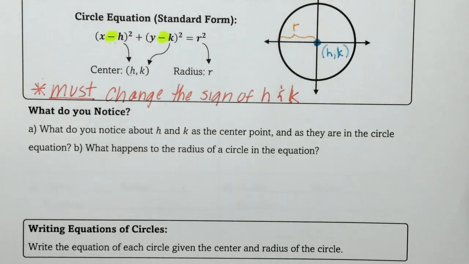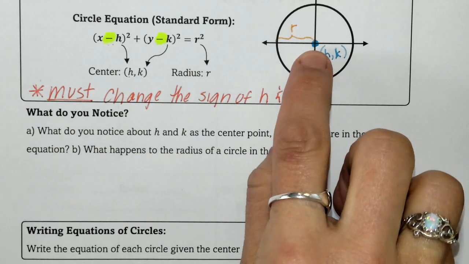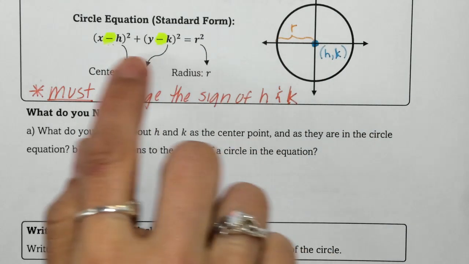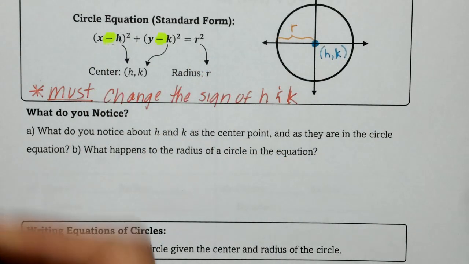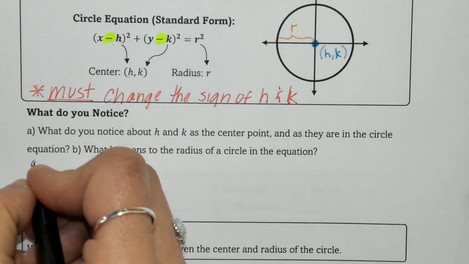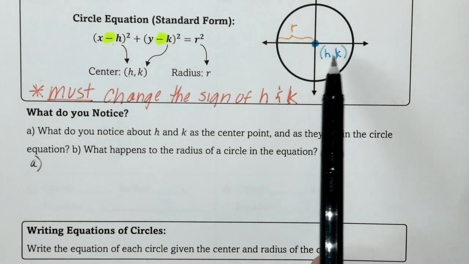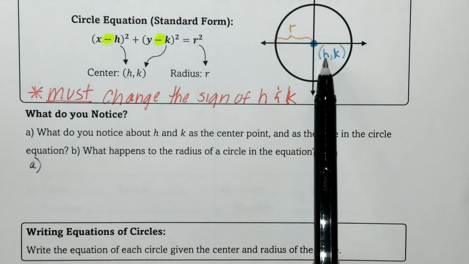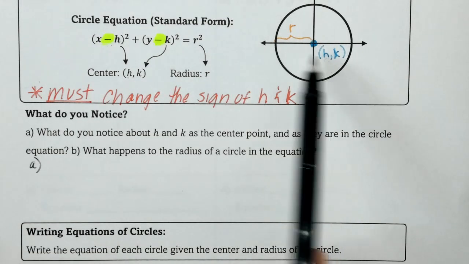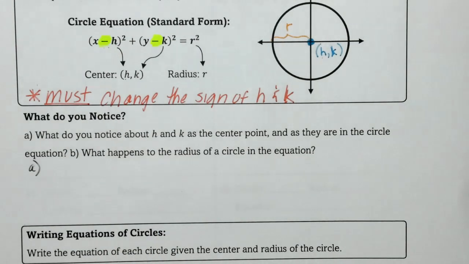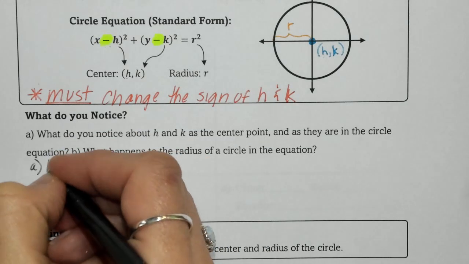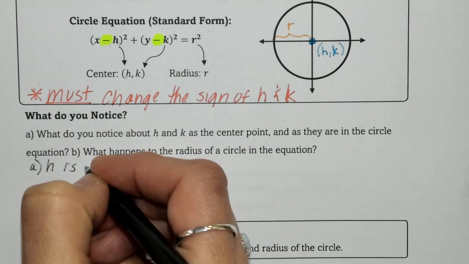Now, the next section asks us a couple of questions. What do you notice about h and k as the center point and as they are in the circle equation? We can answer this short and sweet. For A, h is represented as an x coordinate in this set of coordinates, and it's also being subtracted from x. So the h goes with x. H is an x coordinate.